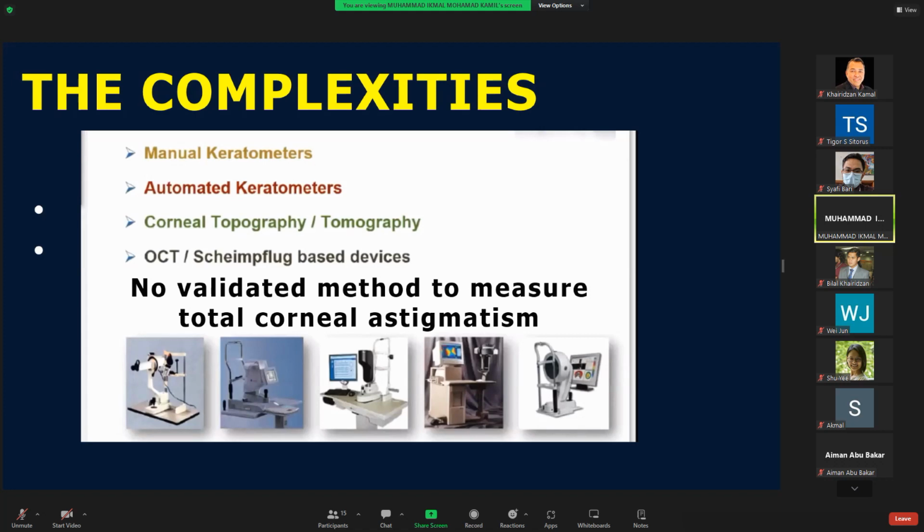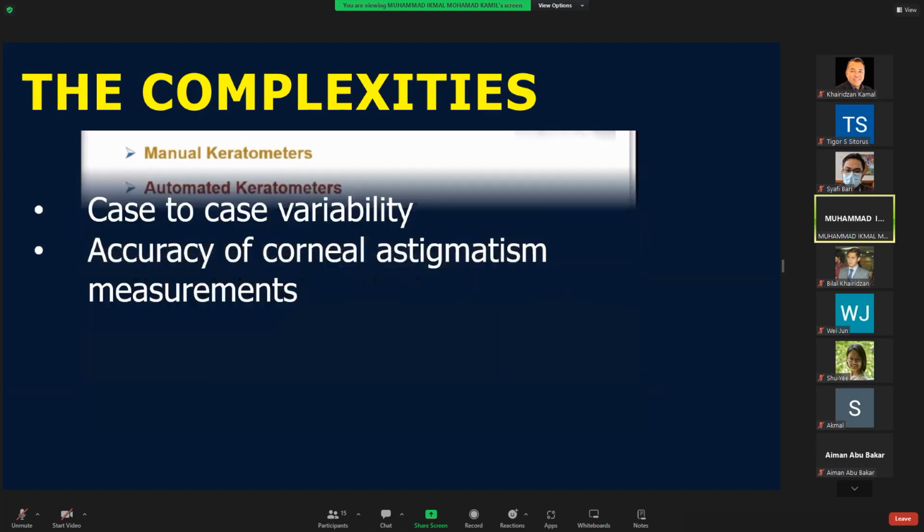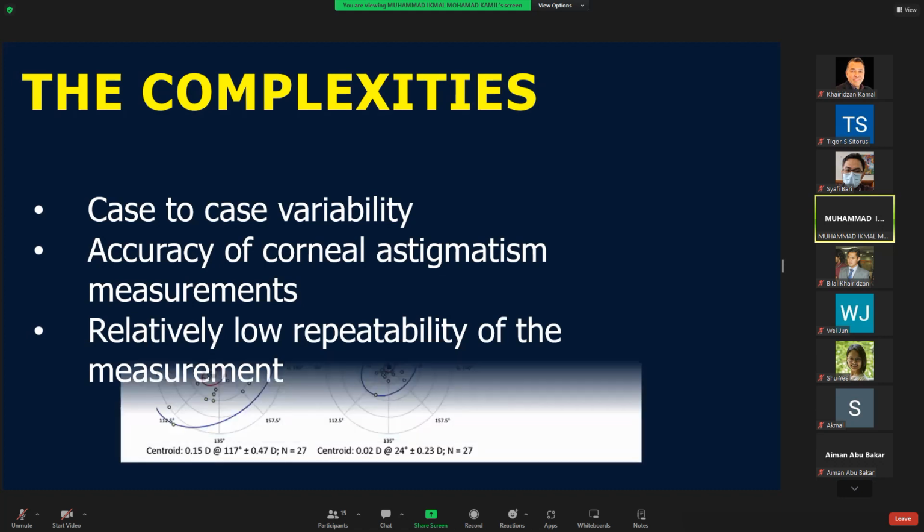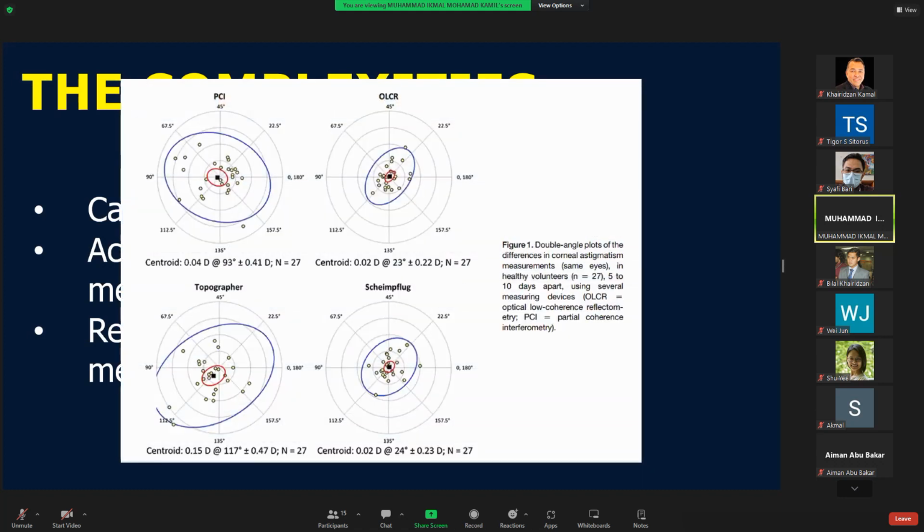The second one, the accuracy of corneal astigmatism measurement, because although we have all the technology now, with the OCT and all the corneal topography, this paper said there is still no validated method to measure the total corneal astigmatism. And relatively low repeatability of the measurements, because there is one study here with 27 participants with normal eyes. The same eye had the measurement of corneal curvature and astigmatism taken on day 1 and 5 to 10 days apart.